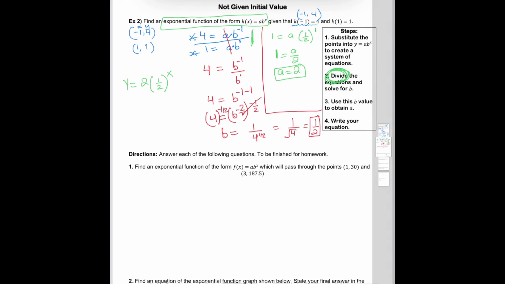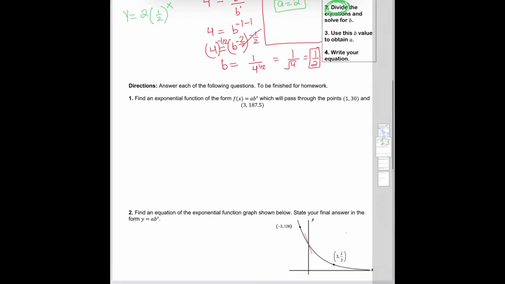Then I just want to use the b value to obtain a. For the most part, your a will cancel out, right? Because a is to the first power, so a cancels out, and for b you will have to use your rules of exponents and then write your equation. So let's try two more of these. I'm going to do numbers 1 and 2 with you, and then I'm going to ask you to finish the remaining for homework.